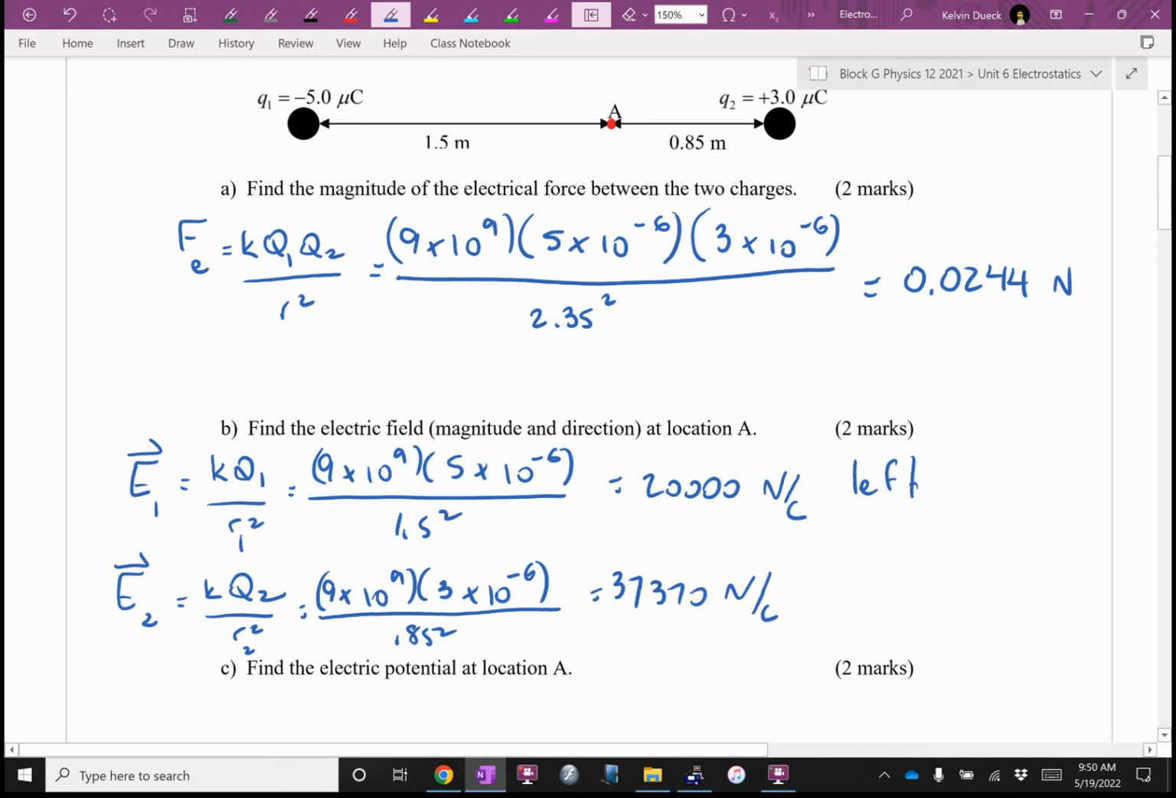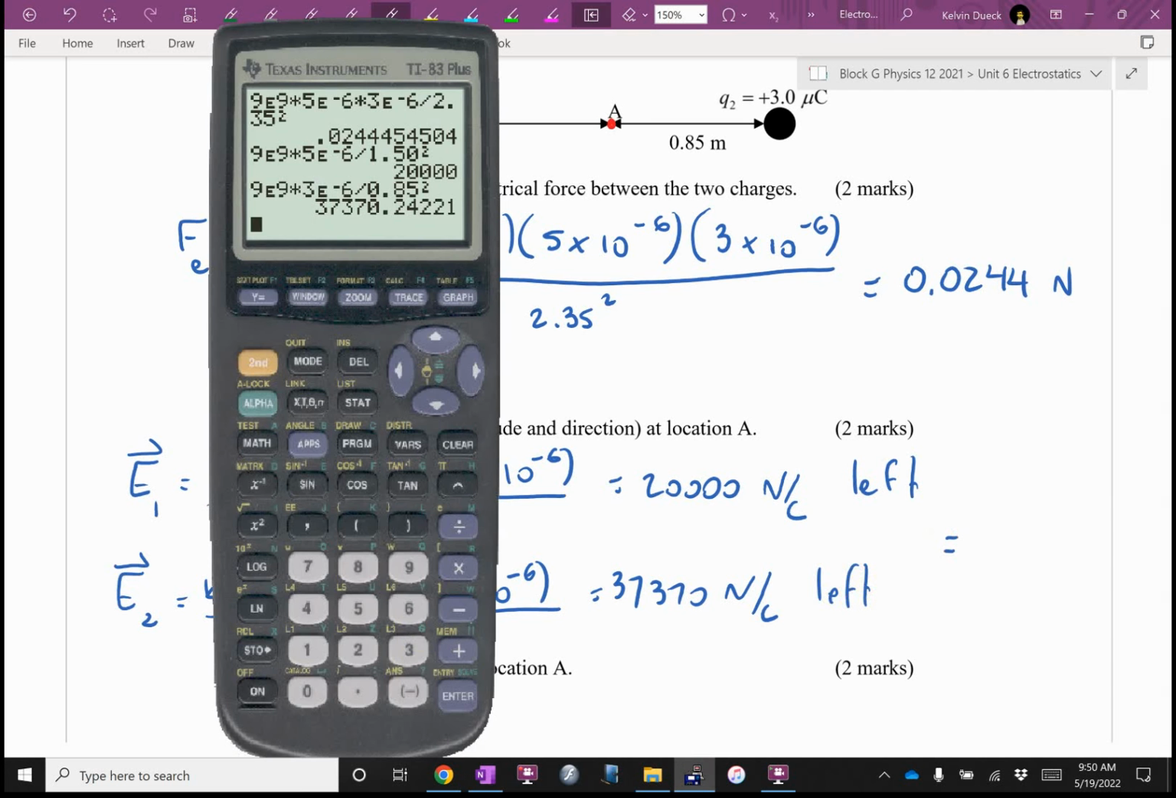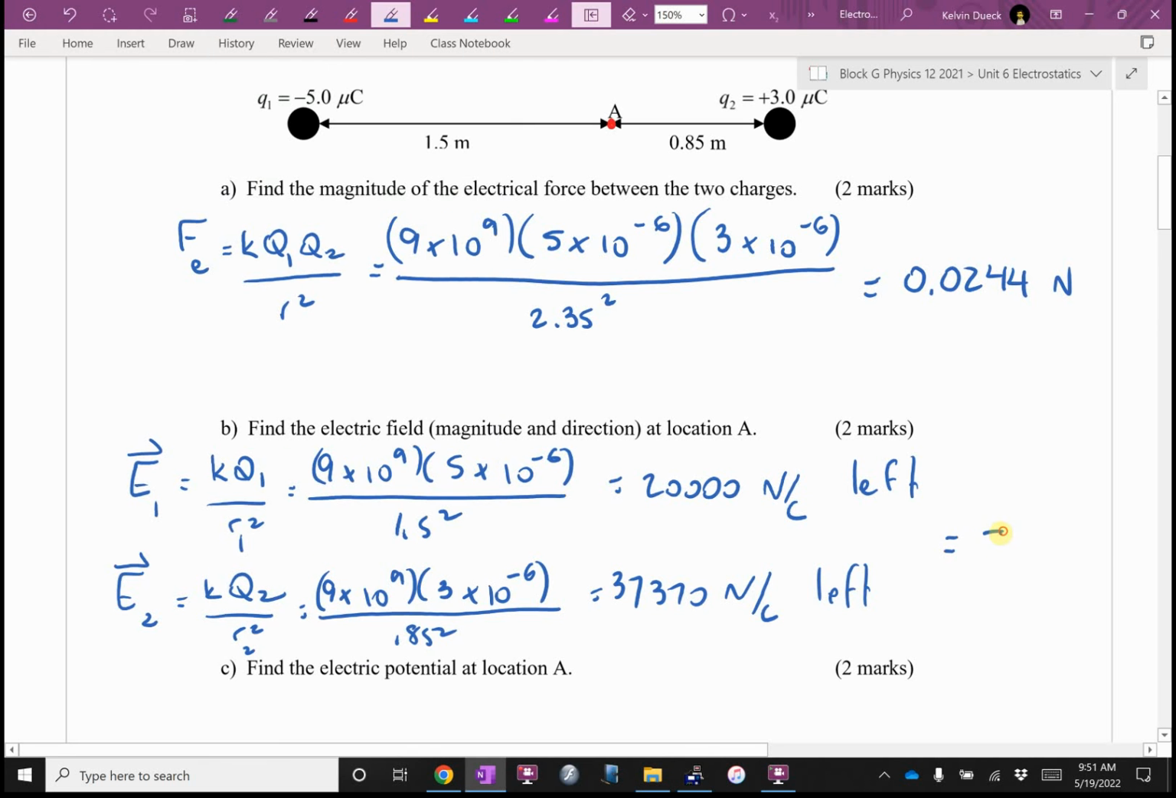37,370 newtons per coulomb. Direction. Which way would a positive charge at location A want to move because of Q2? I think also to the left. So the final answer is going to be... I did that wrong, Mr. Duick. Mr. Zero. Add 20,000. Is it 57,400 newtons per coulomb left? I would give you 1 mark for the magnitude, 1 mark for the direction.